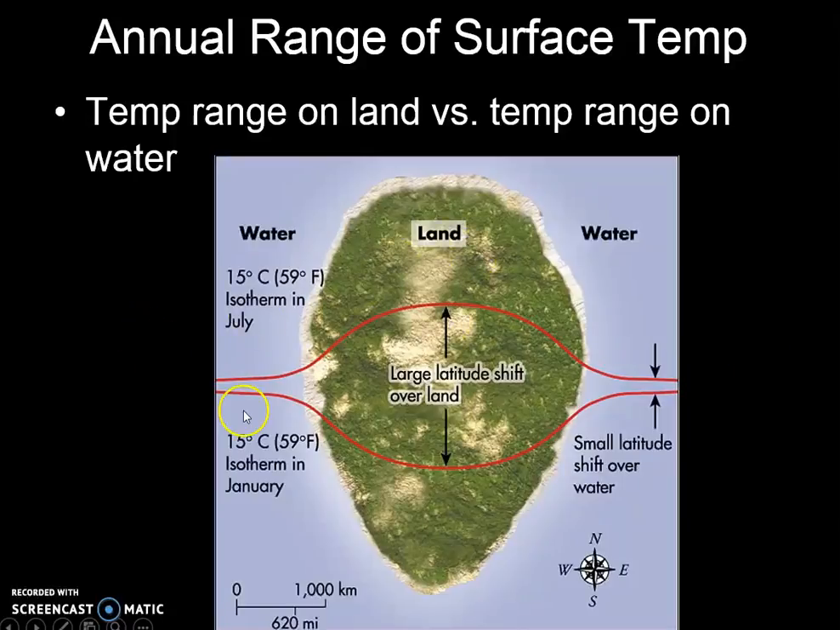Now, we can follow an isotherm, this red line here, which represents a temperature of 15 degrees Celsius in July. Notice that as we move over the interior of this hypothetical continent, the temperature increases quite a bit, and as we go out over the water, it is regulated. The same thing can be said following 15 degrees Celsius in January. Our isotherm, as it comes across the interior of the continent, drops down drastically due to the thermal properties of land. And we have a smaller shift over the water, so it is more moderated.